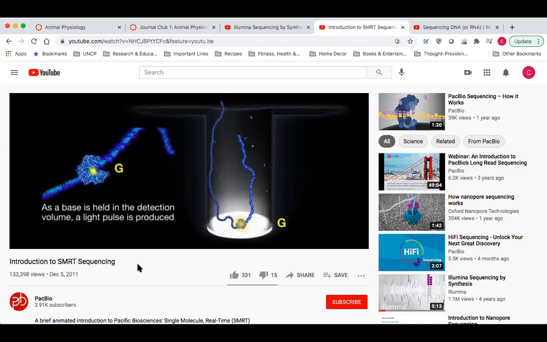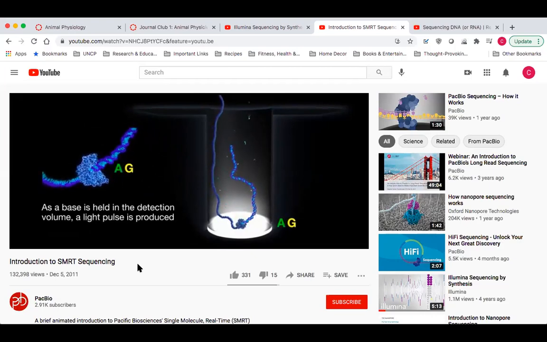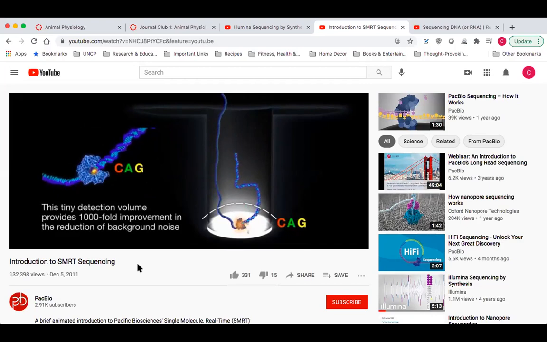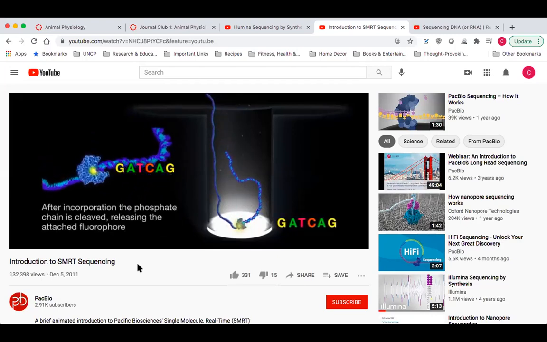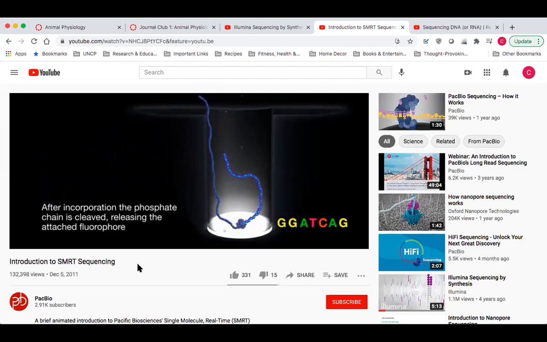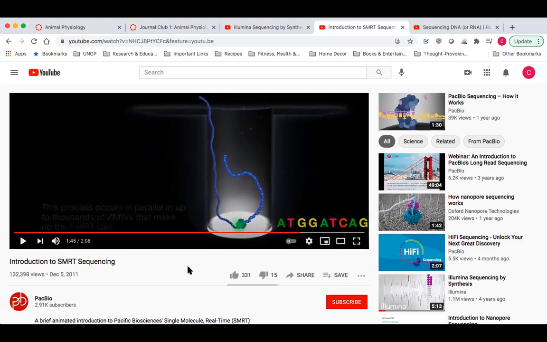And when they attach, you'll get a light pulse. So the thing will pulse yellow for the G, green for the A, and so on. And because it's such a small volume, it can detect that light really well because the well is so small. And so it's just going through, adding it, okay? Adding those little fluorophores, detecting that light. So it's the same sort of system as before, except rather than occurring on a slide, it occurs in these little teeny wells.